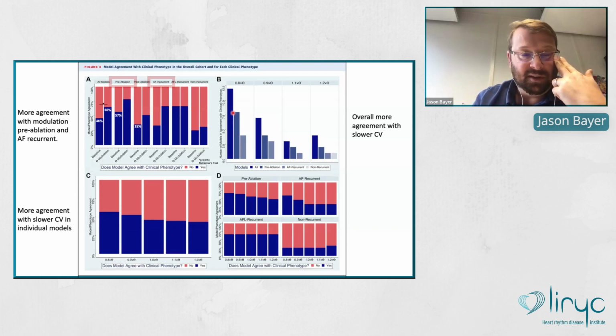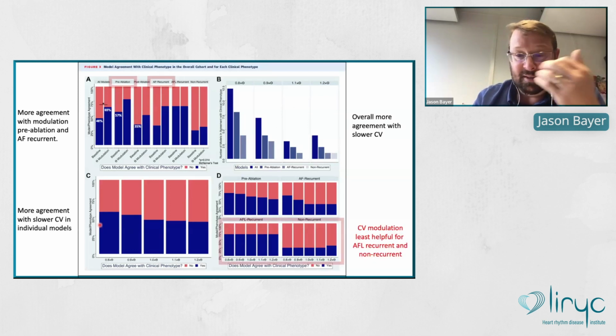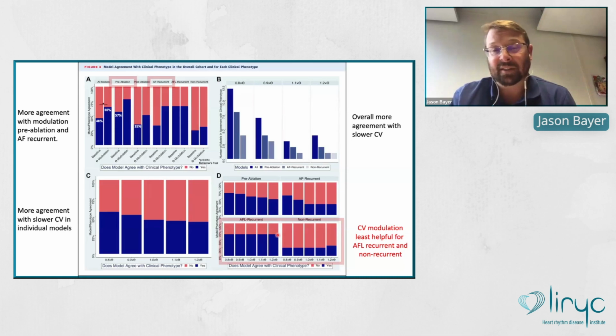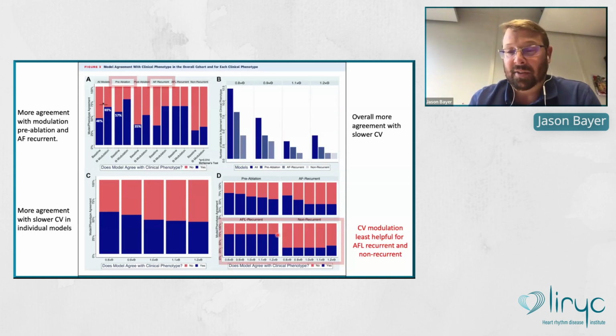And this figure just again shows that there's more agreement with slower CV within the individual models rather than looking at the lumped data, taking one individual model, but it doesn't seem to be as significant as when they show it as lumped data. And again, the interesting part for me was that this CV modulation was helpful for those two categories, but it really didn't do anything when it was atrial flutter, which again is nothing but their tachycardia classification of an arrhythmia, and the non-recurrent. So when there wasn't an arrhythmia after the ablation, it didn't really matter what you put into the model for the CV parameter.